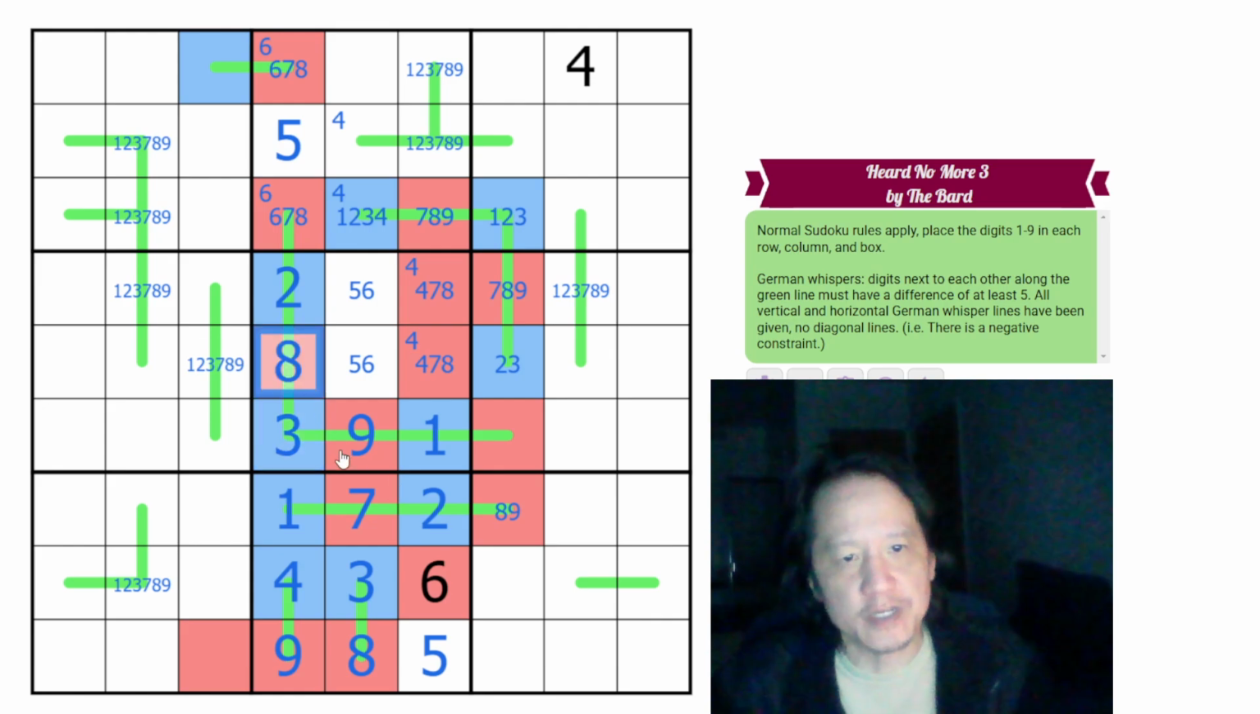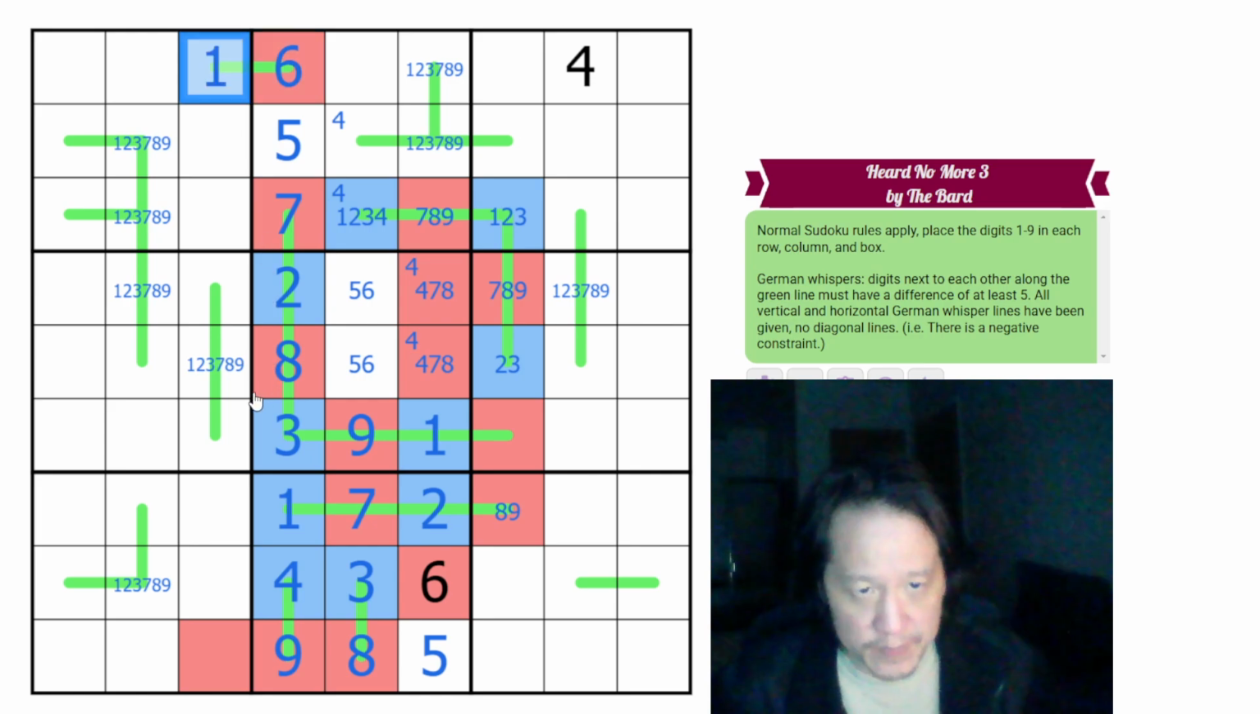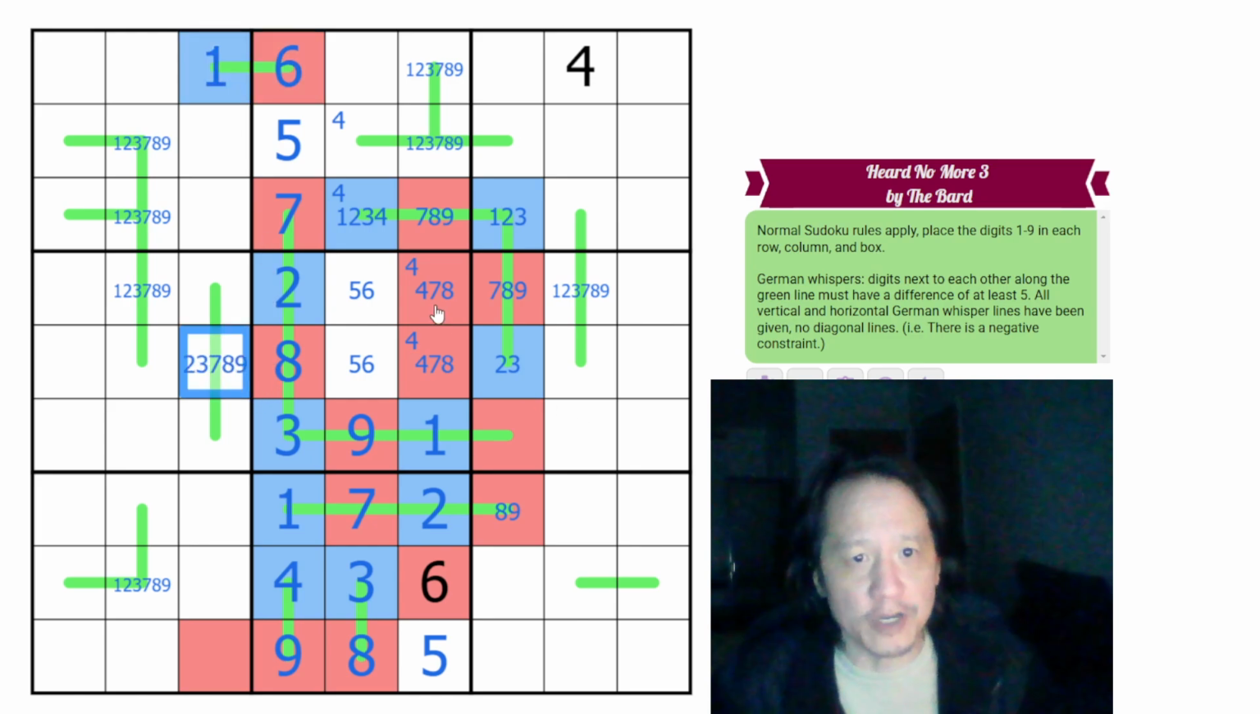Therefore, this must be an 8 because it's on a German whisper line. This can't be 8. This has to be a 7 because it's next to a 2 on a German whisper line. So this is a 7. This has to be 6, which makes this a 1. So this can't be 1 anymore. This can't be 7. This can't be 3. This can't be 8. So this is 4 and 7.